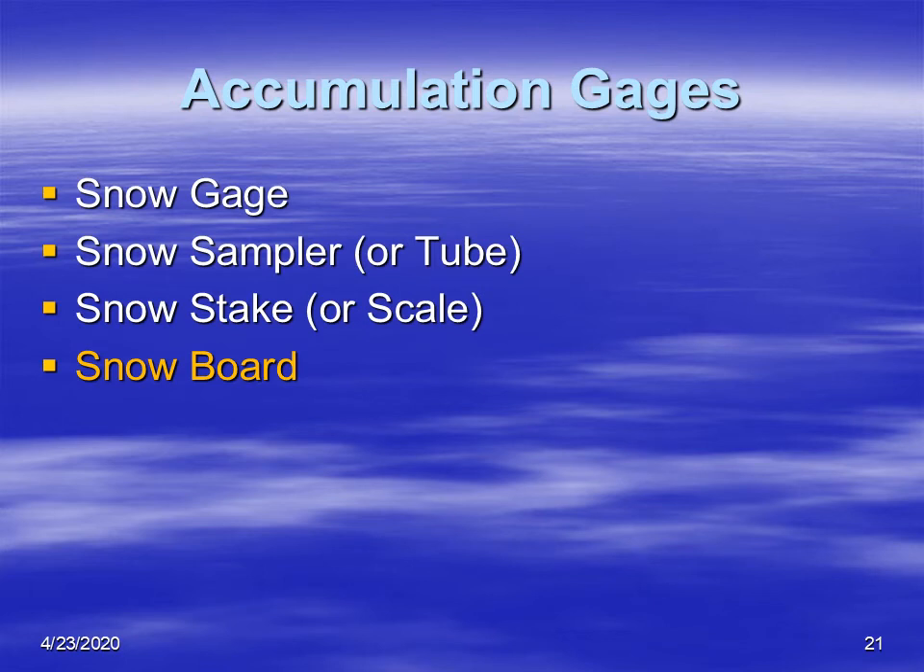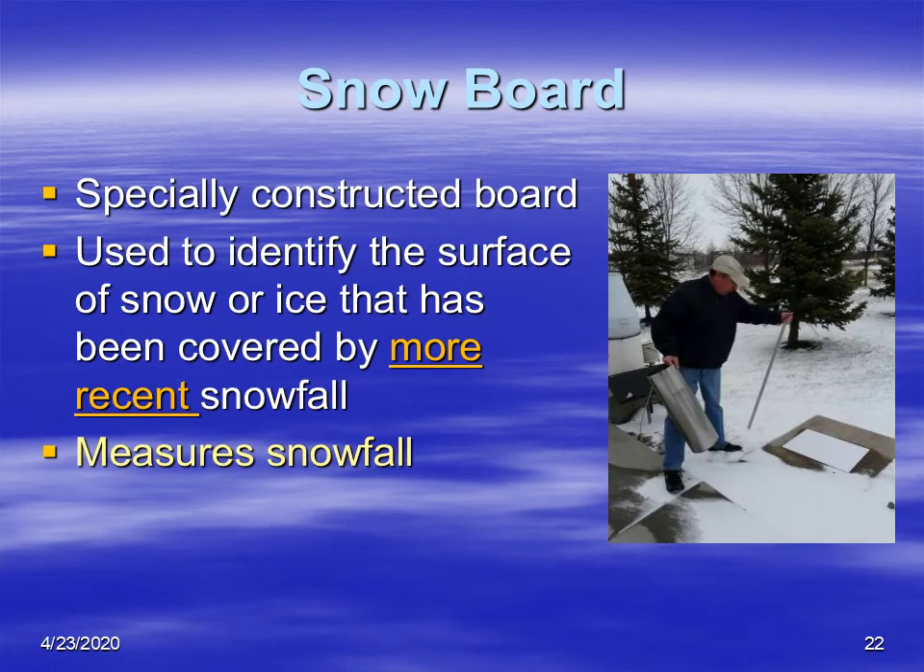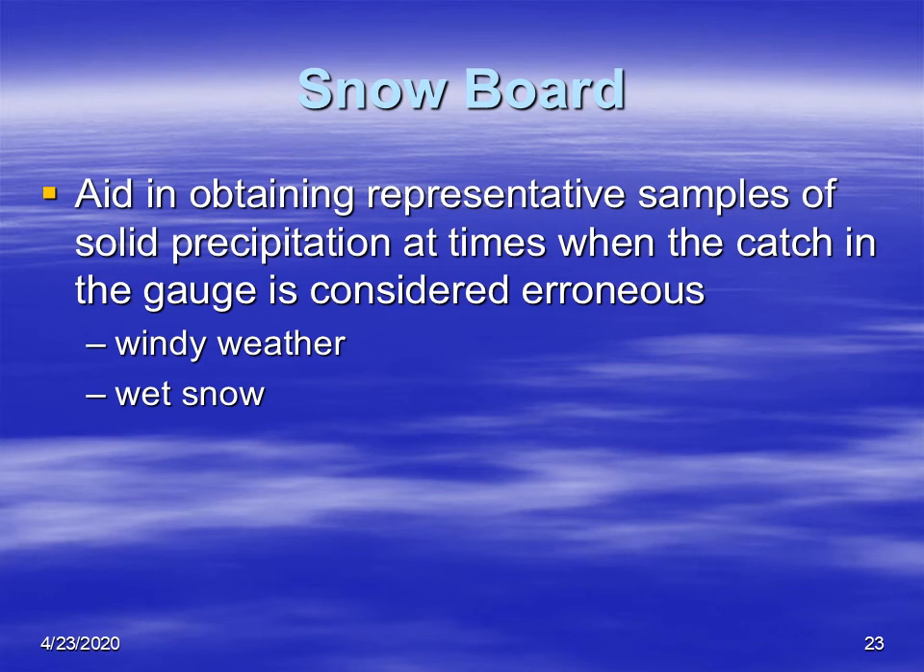And the last one we're going to talk about is the snowboard. The snowboard is a specially constructed board. It's used to identify the surface of snow or ice that has been covered by more recent snowfall. So this measures new snowfall. And it's a white board. Here you can see an example of a National Weather Service employee with a snowboard and no snow on it. But it helps you get a good sample of solid precipitation when the snow that is falling in the gauge is considered erroneous. You're not really quite sure what's going into that 8-inch gauge. So you break out your measuring stick and go out and measure the snowboard.